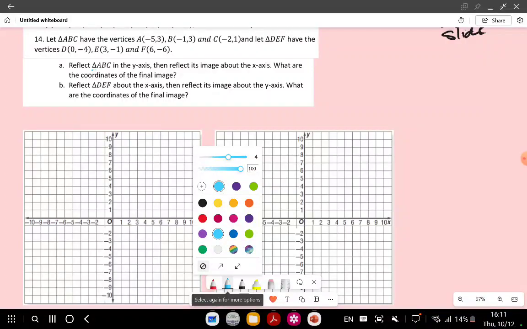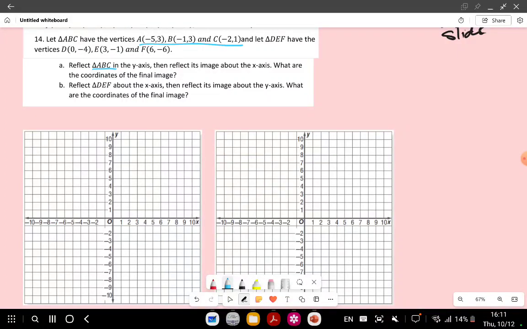We're going to do ABC, right? So ABC is that one. And we're going to say negative 5, positive 3. That's A. B is negative 1, positive 3. That's B. And C is negative 2, positive 1. That's C. ABC.